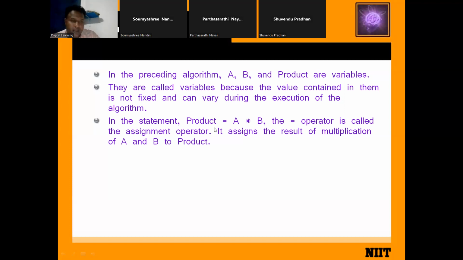Like the value of pi. So the value of pi never changes. It is always 3.14.